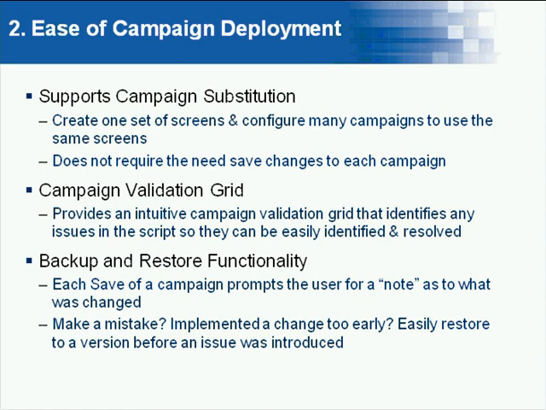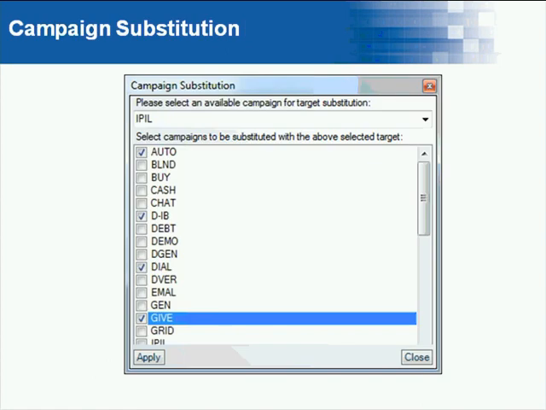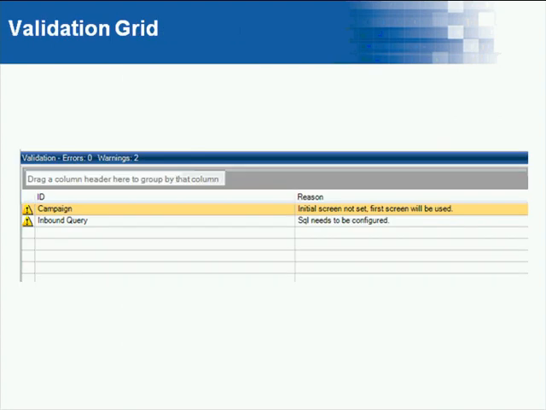In our next slide here, we're going to show you the campaign substitution. In the campaign substitution, the user can select a master campaign, which is what you see here up top with the IPIL, and substitute any campaigns that they would like that screen data to show for those calls. So IPIL is the master campaign. If a call connects to auto, it's going to show the screens that were saved for IPIL. Again, as we discussed a little bit earlier, this prevents the user from having to go file, save as for each of their campaigns.